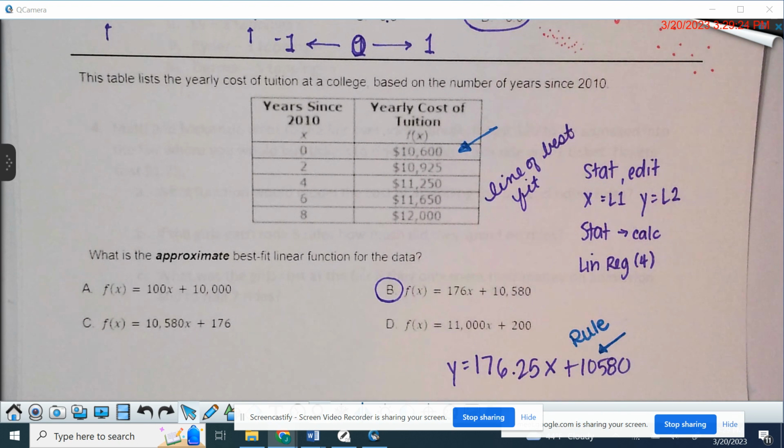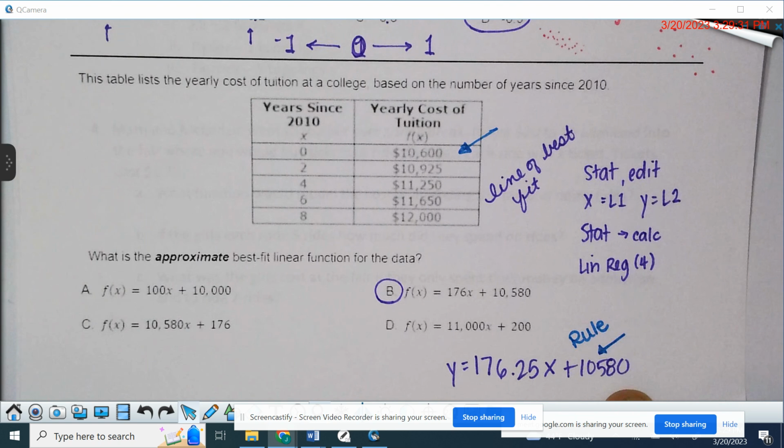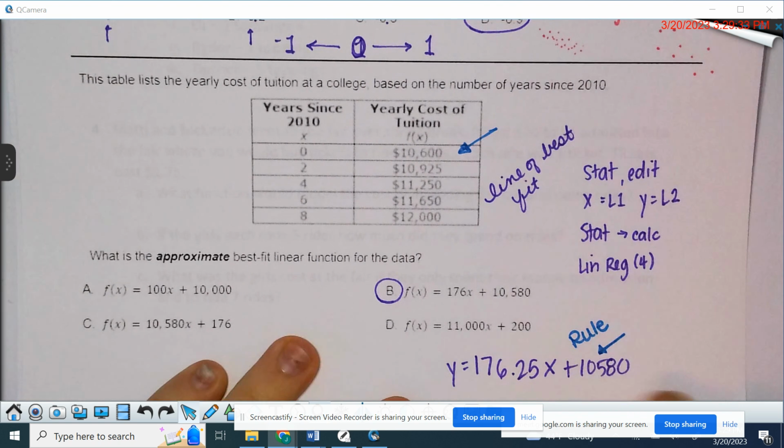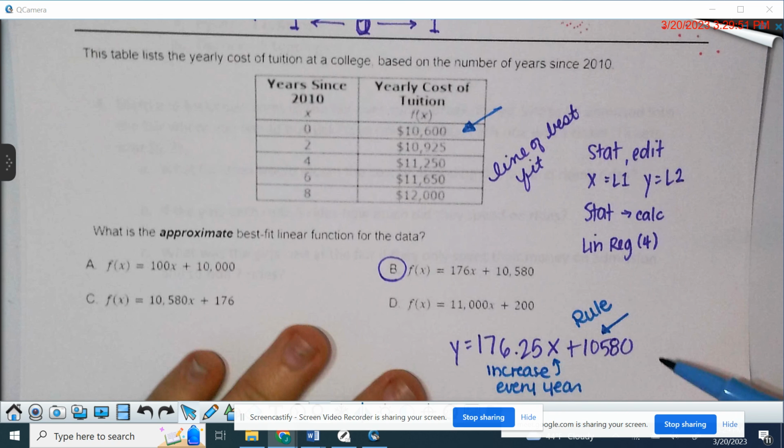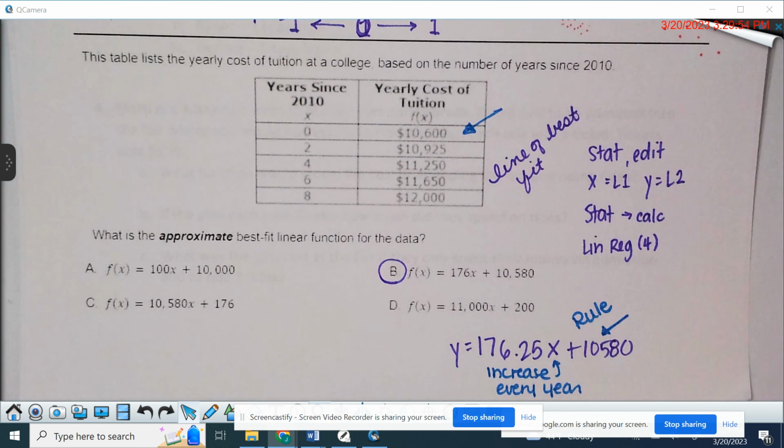What is it going to cost in 2025? This rule is made so you can make those assumptions in the future. So this rule says that every year it's going to increase $176.25. So increase, because it's positive every year. Even though our table was going by twos, we just got the line of best fit from that data that is going to count by ones, because then in 1 year we can put it in X, 2 years, 3, 4, and go all the way up.